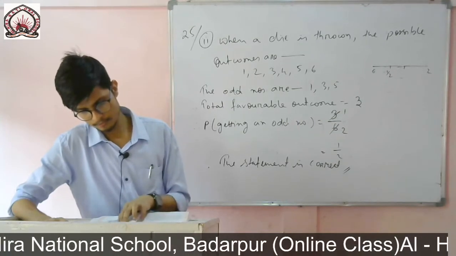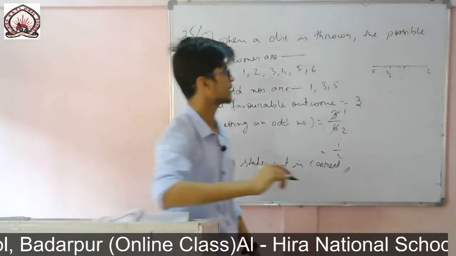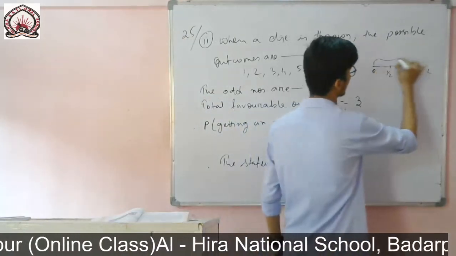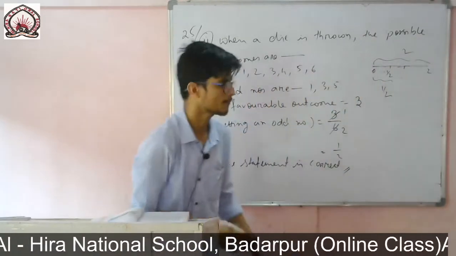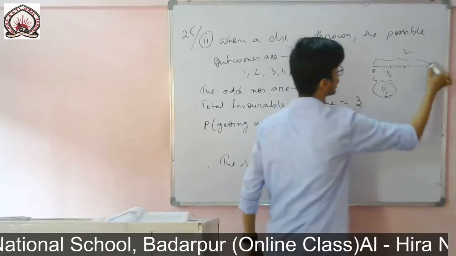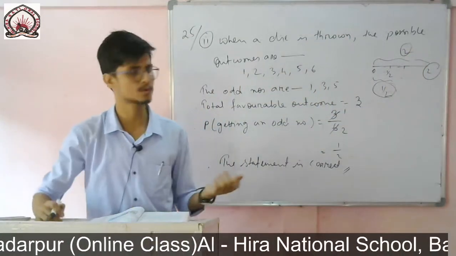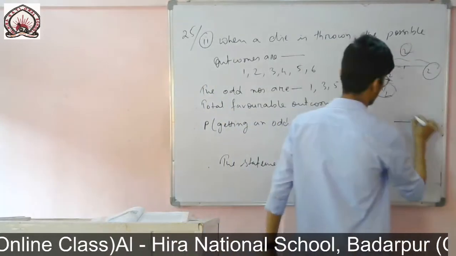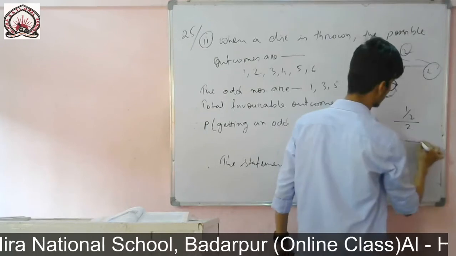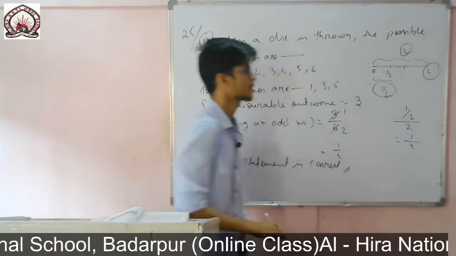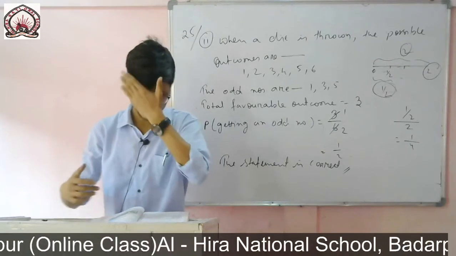The distance from 0 to 2 is 2. That means 0 to half will be half. So half is our favorable outcome, and 2 is the total possible outcome. So 1 by 2 divided by 2, that means the answer will be 1 by 4. Then you see question number 11.